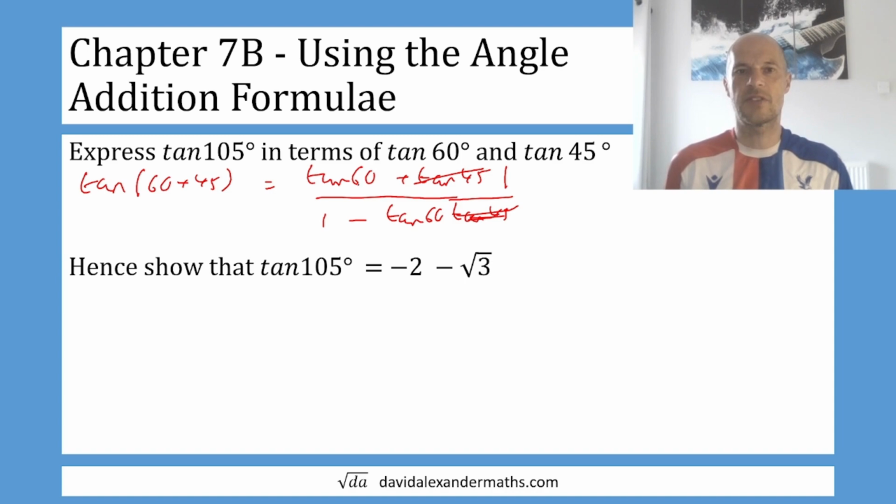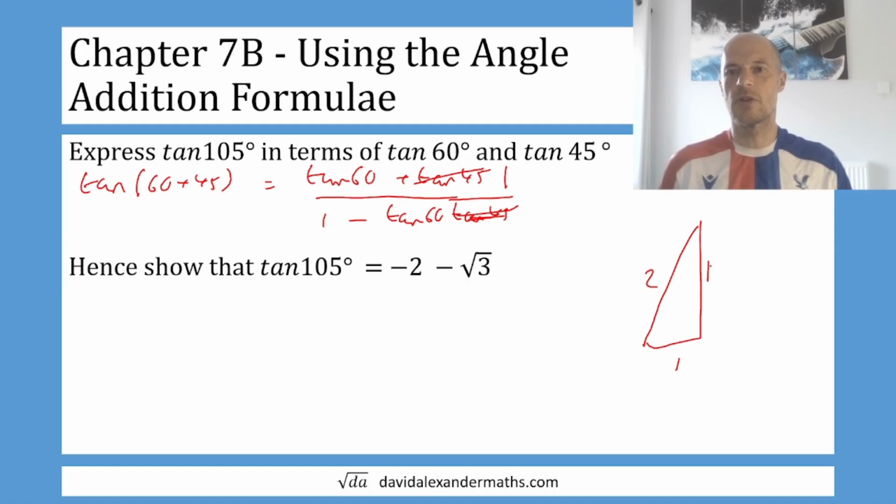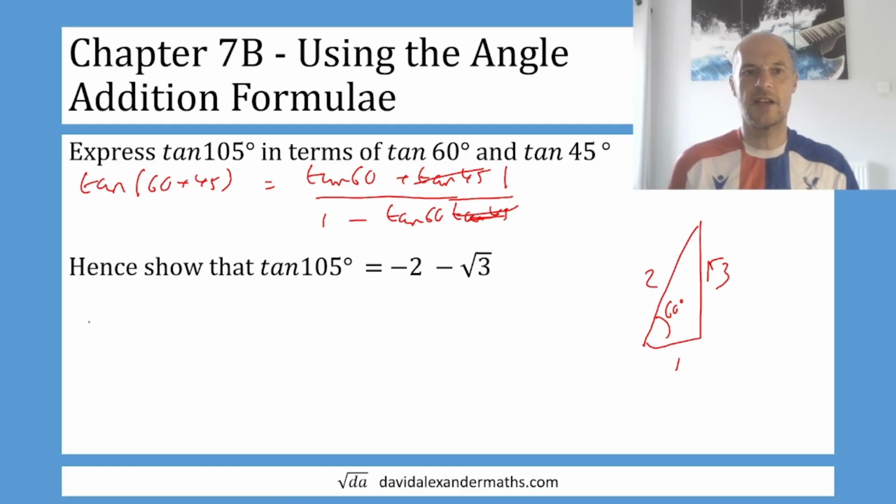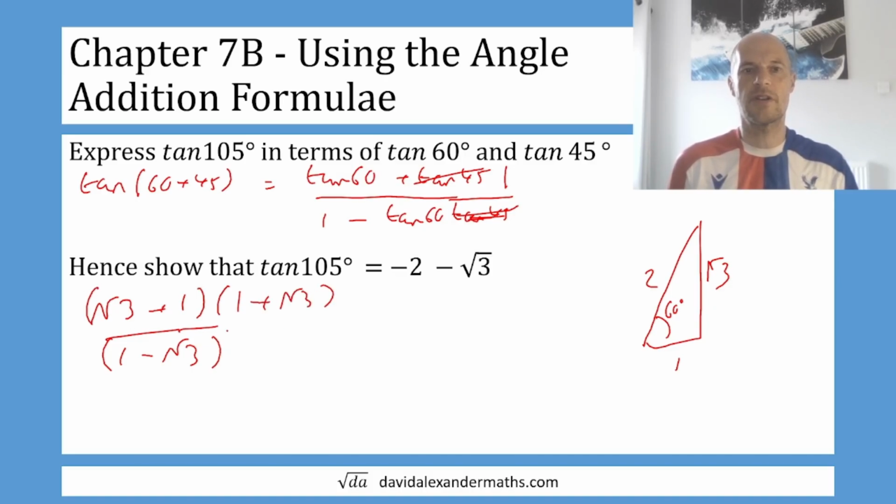So, tan 60 plus 1 over 1 minus tan 60 multiplied by 1, in other words 1 minus tan 60. So what is the tan of 60? Here's my triangle, 1, 2, root 3. Here's my 60-degree angle, so the tan of 60 is root 3 over 1, so root 3. So that is root 3 plus 1 over 1 take away root 3. Not quite there yet. Let's rationalise the denominator by multiplying top and bottom by 1 plus root 3.